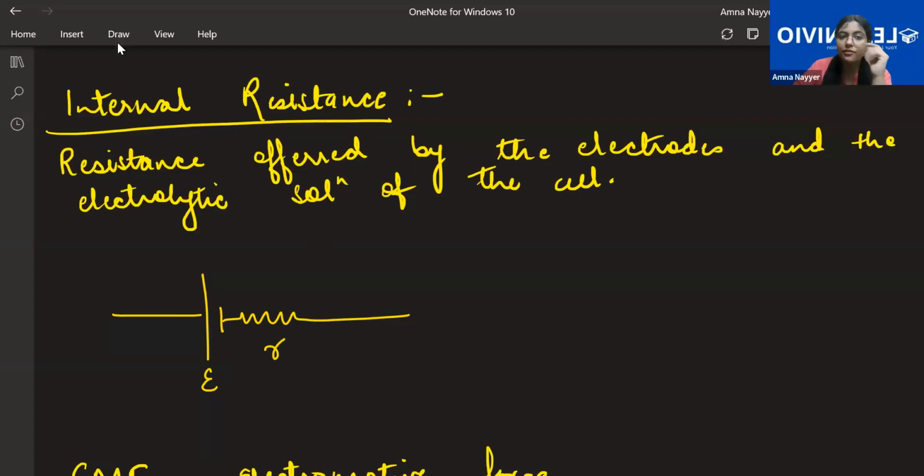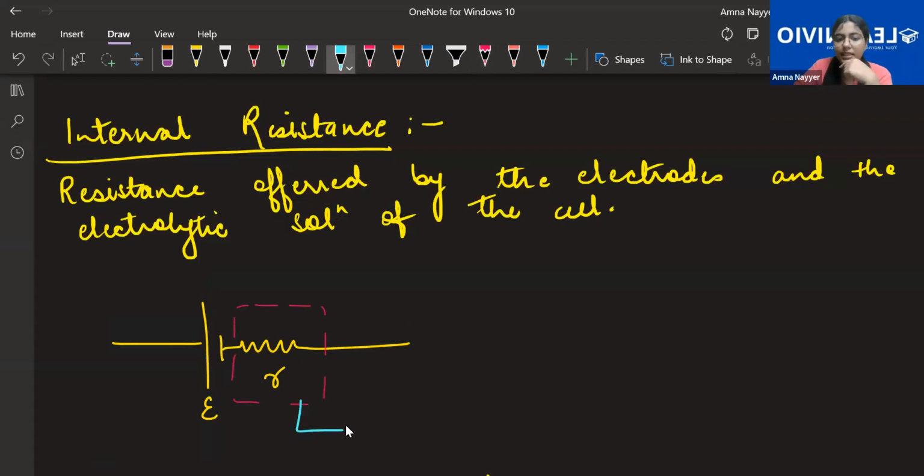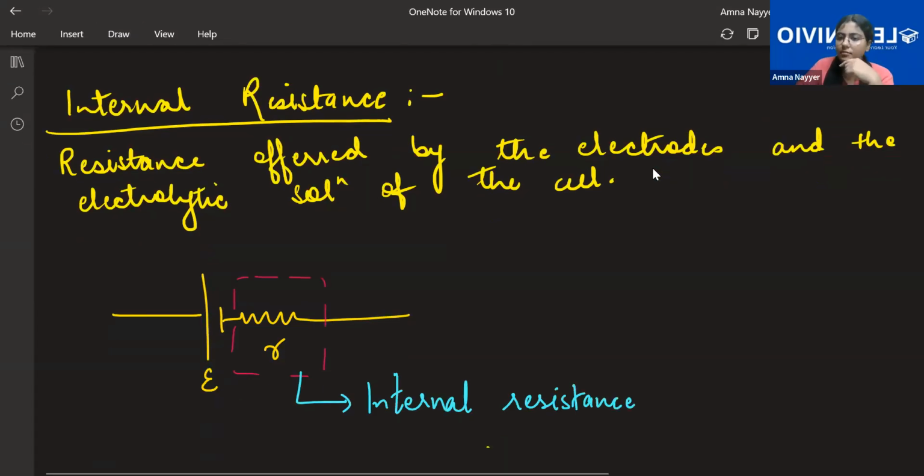So if you see a cell which has a resistor connected just adjacent to it, it doesn't mean this is the resistance of the circuit. This means this is the internal resistance. The rest of the things are the same. It means that the SI unit will also be ohm.